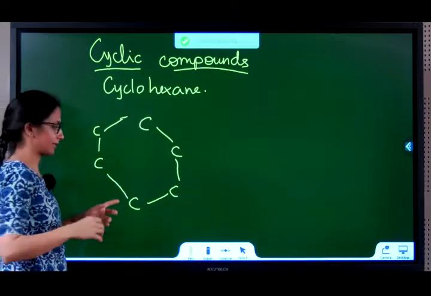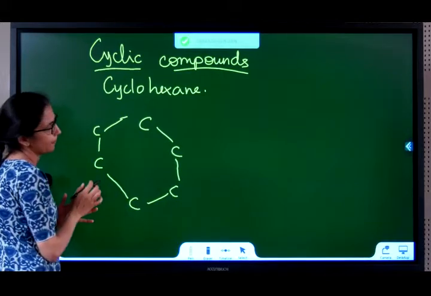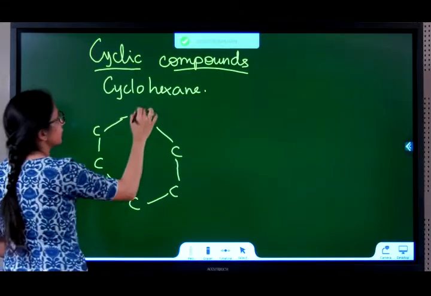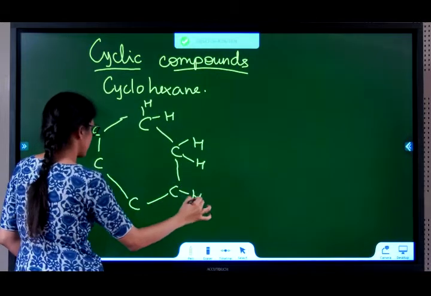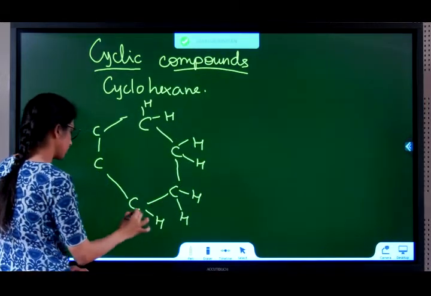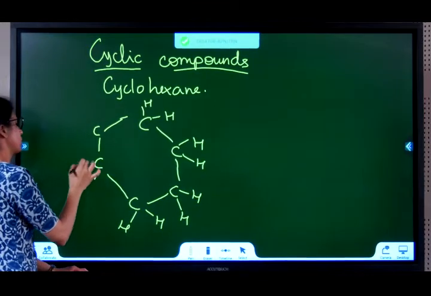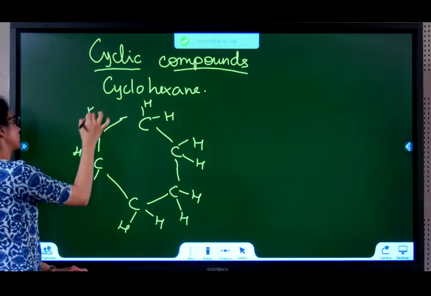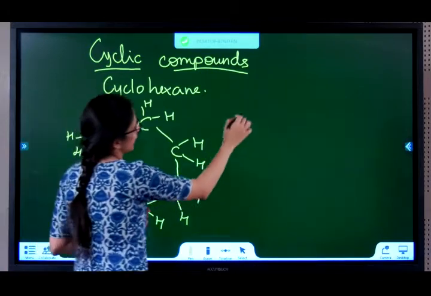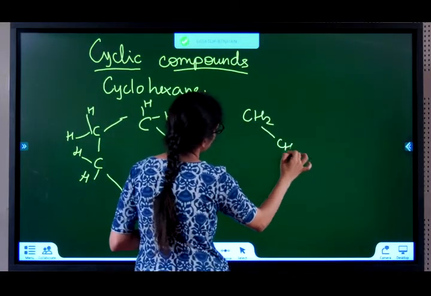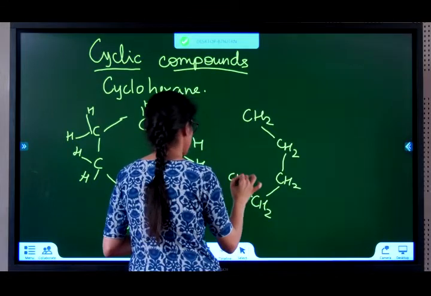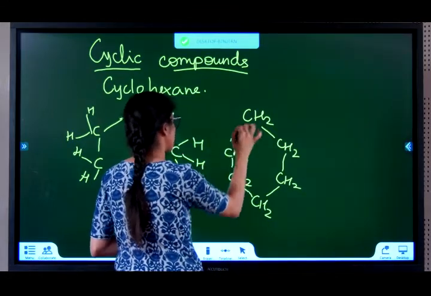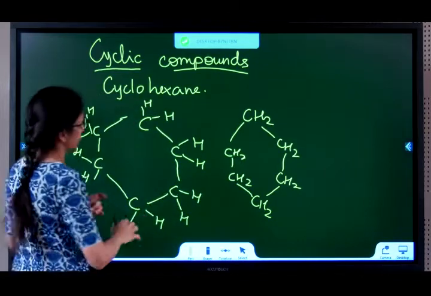Because it's hex, take 6 carbon atoms. Loop it. Now how many H's are required? Each carbon needs 2 H's. If you write it as CH2, CH2, CH2, CH2, CH2, CH2, that is also right.